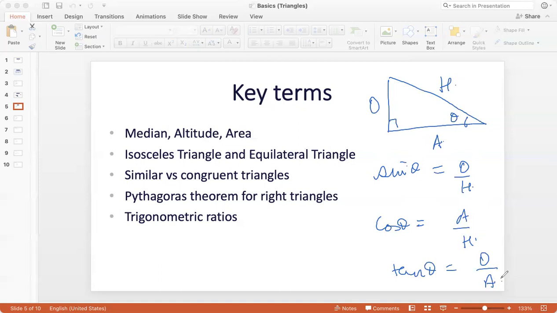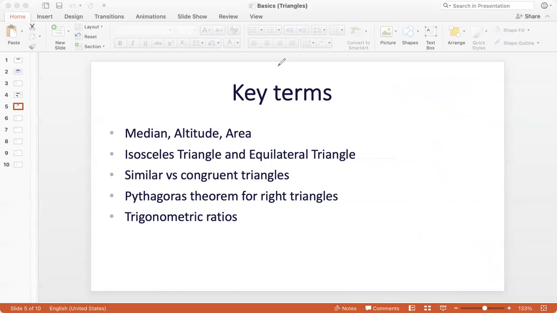Right? I have a more detailed video on trigonometry. I'll link to that in the description box. So do check that out. Right? So this is just a basic primer on the trigonometric ratios that you need to know.